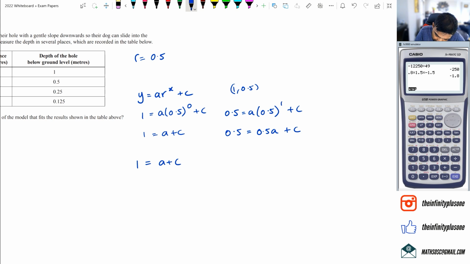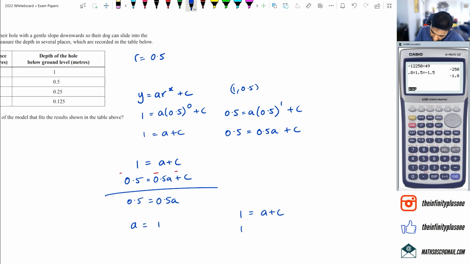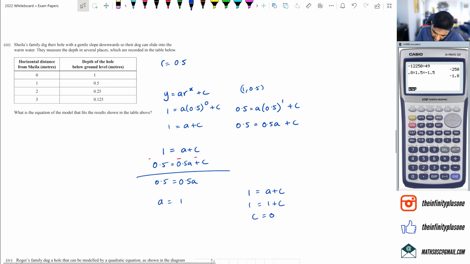So put these two equations on top of each other. 1 equals a plus c, 0.5 equals 0.5a plus c, and I'm going to subtract each one of those elements. 1 take away 0.5 is 0.5, a minus 0.5a is 0.5a, c minus c is 0, so we can see that a equals 1, and because we got this equation 1 equals a plus c, 1 equals 1 plus c, we can say that c is equal to 0. So our equation is y is equal to 0.5^x.